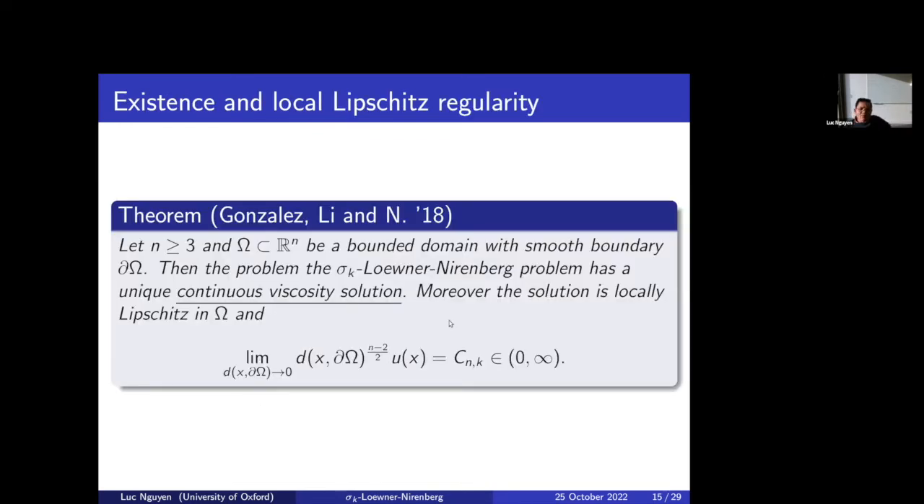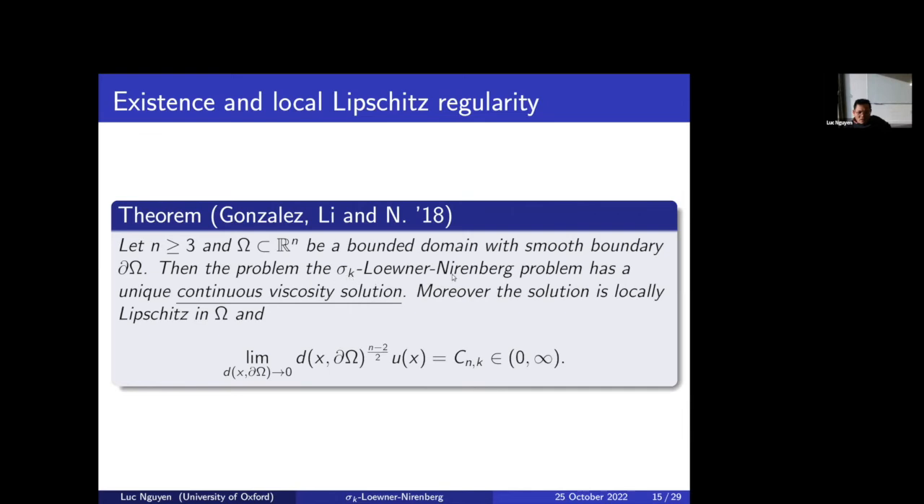So the starting point for our project was around 2017 or 2018, when Maria, Yan, and I proved the existence and uniqueness of a continuous viscosity solution. Suppose now that n is bigger than or equal to 3, as always in this talk, and Ω is a domain in R^n, and for simplicity, we assume in the talk that it's bounded with smooth boundary.